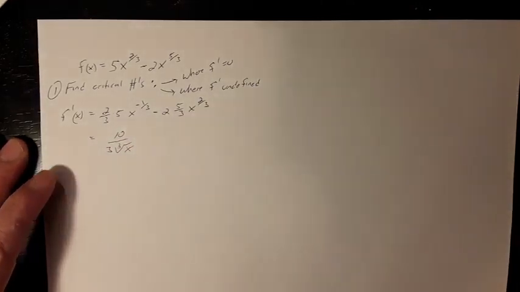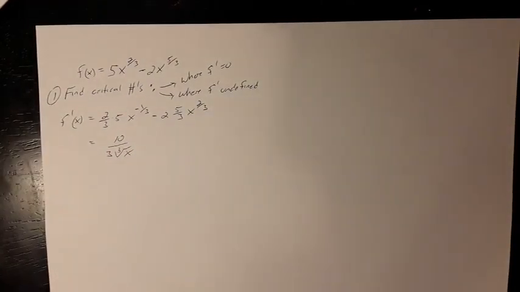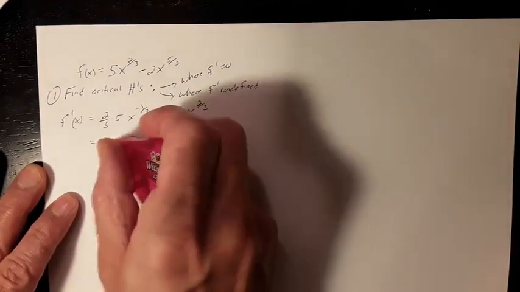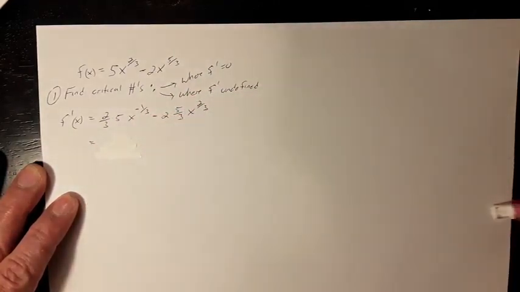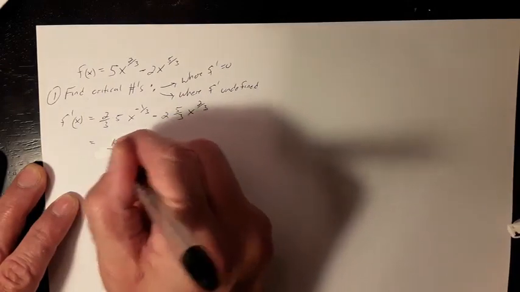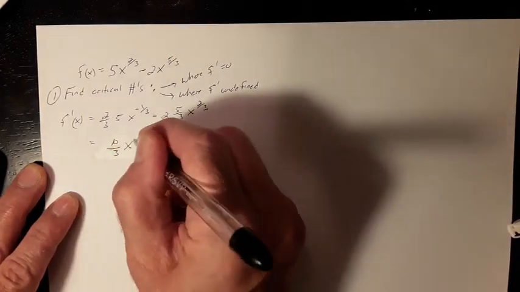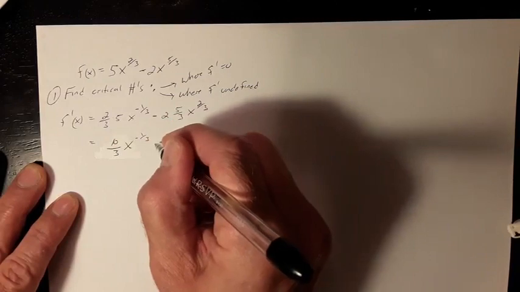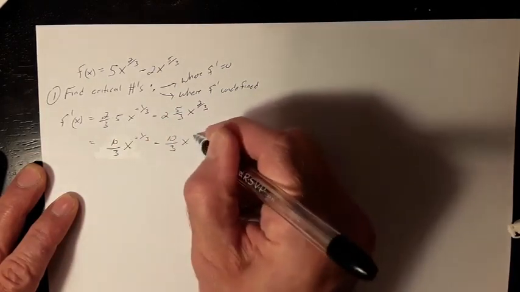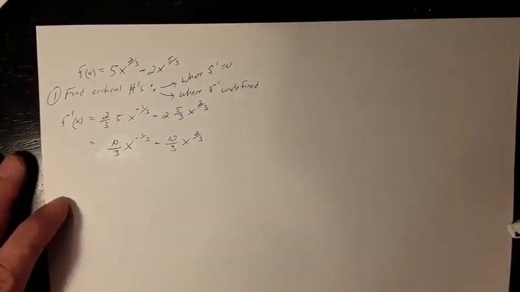Hold on a second. I'm actually going to do this with exponents because it's going to be easier to factor in a minute. It's true what I wrote there, but when it comes to factoring, go ahead and just leave everything in exponents. So we got 10/3 x to the negative 1/3 minus 10/3 x to the 2/3.